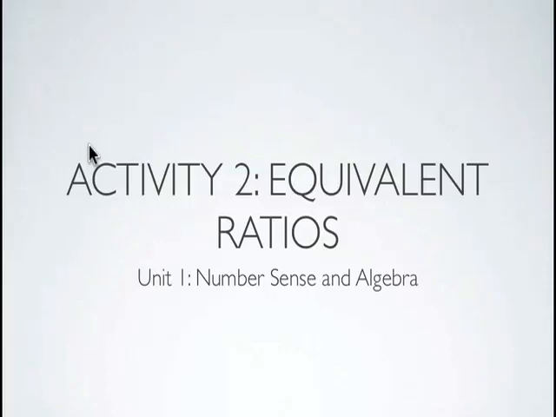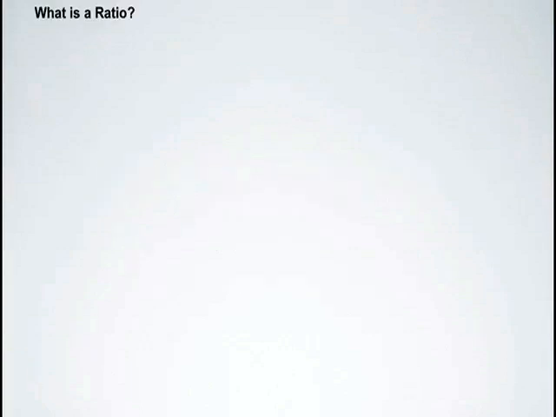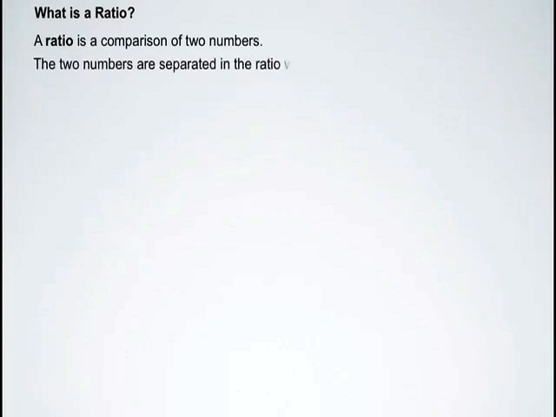So this activity is on equivalent ratios, and it is still part of the first unit, number sense, in algebra. So the first thing we need to look at is, what is a ratio? A ratio is just a comparison of two numbers, and the two numbers are separated in a ratio by a colon. So that's the two dots, one above the other.